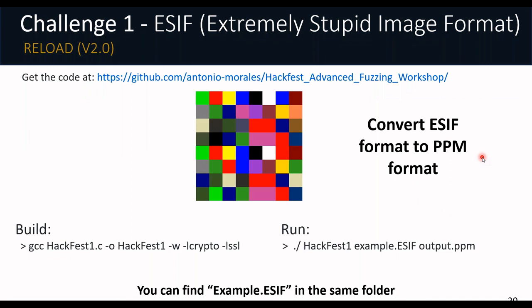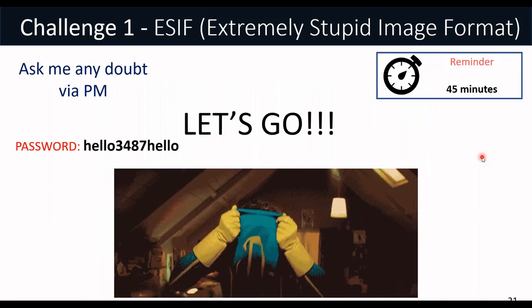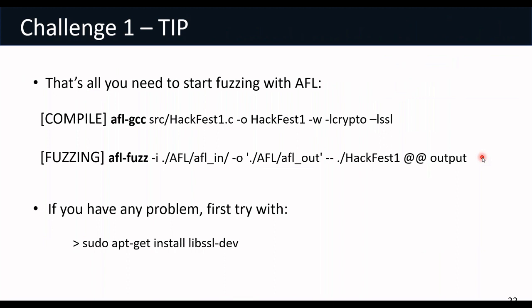Once you unzip this file, you can build using GCC. It is as easy as you can see here, and you can run it in the same way. You only need to provide a valid input file, and you also need to provide the output path. So that's it. And now we are going to start with the first tip.